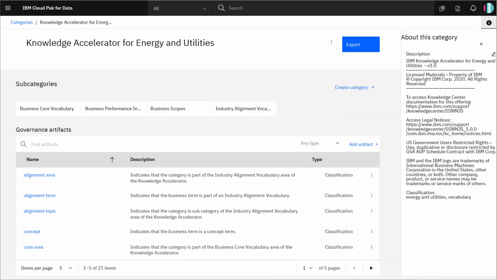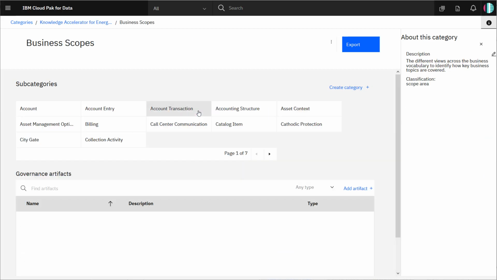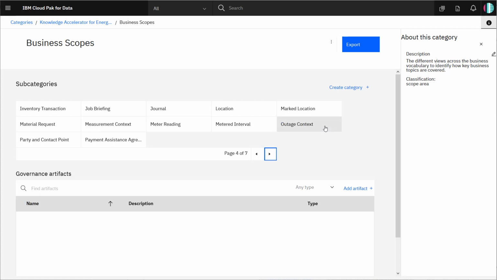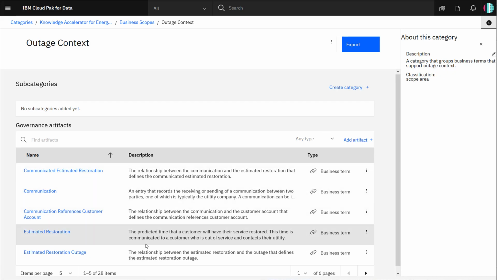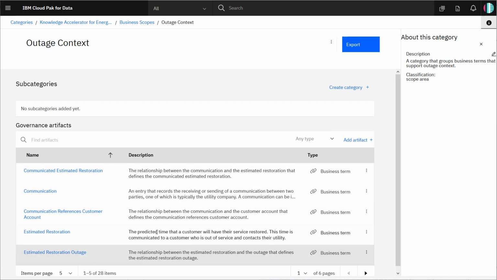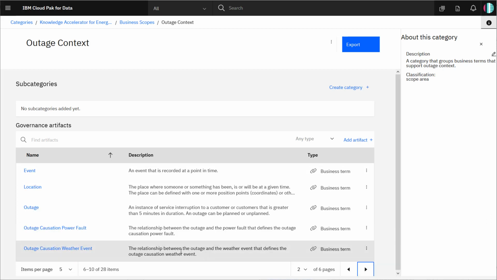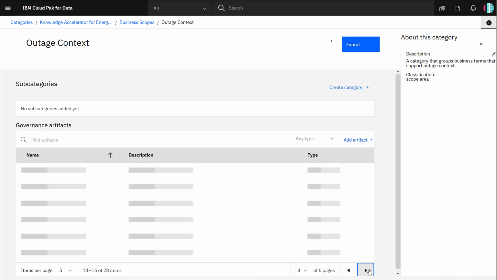Let's now look at the next category area of the Knowledge Accelerator, business scopes. The scopes are secondary categories referencing business terms from multiple primary categories. There are approximately 80 scopes to cover a diverse range of project data requirements from across the organization. For example, outage context contains terms such as the estimated restoration time for the outage that may have been communicated to the customer, the weather event that caused the outage, to the region that the outage impacts.